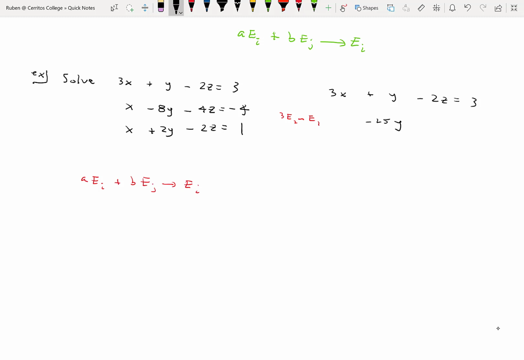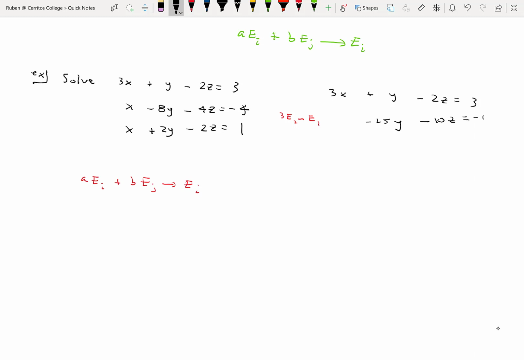Feel free to stop the video anytime to confirm this with yourself. Okay. 3 times equation 2 minus equation 1. So now the z's. 3 times negative 4z is negative 12z. Take away negative 2 will give us negative 10. And finally, 3 times negative 4 would give us negative 12. Take away 3 is negative 15.